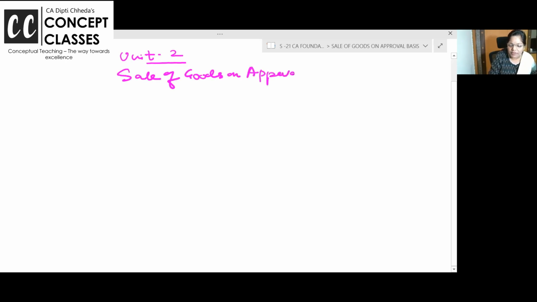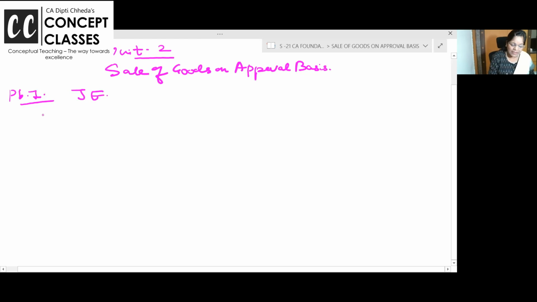This is a beautiful problem covering everything. And don't think, ma'am, it's very easy, you do it, we will just watch the screen. No, please start writing with me also. Chapter 6, Unit 2, we are doing sale of goods on approval basis. If you want your pen to flow for 5 marks, then just do it with me. Give me a call in exam if you get such a very easy problem for 5 marks. And of course, sale of goods on approval basis, generally they are asking you journal entries, and true and false also sometimes they are asking.